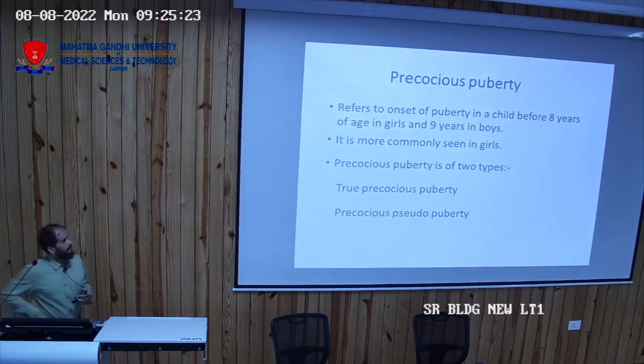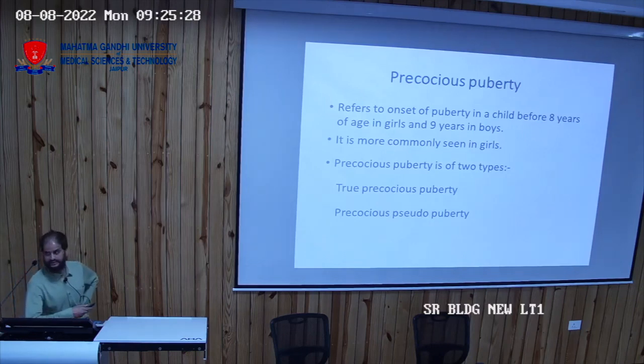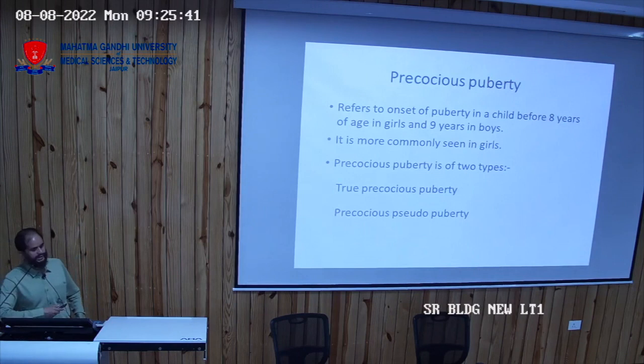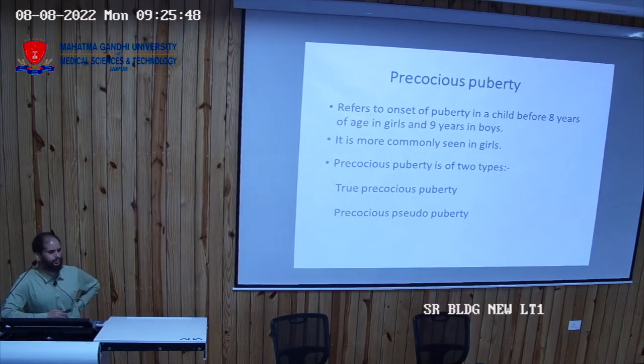So onset of puberty before 8 years, note it down, 8 years in girls and 9 years in boys. More commonly it is seen in girls, and precocious puberty may be the true type or it is called pseudo puberty, true precocious puberty or precocious pseudo puberty.